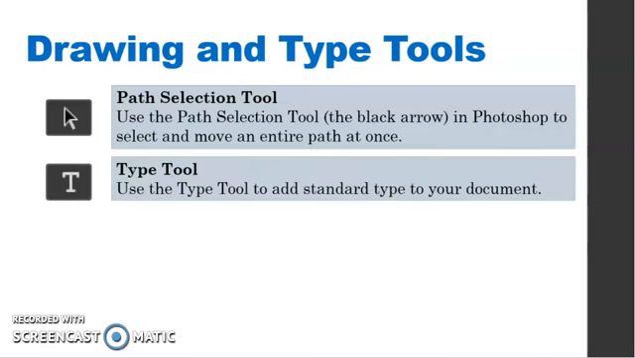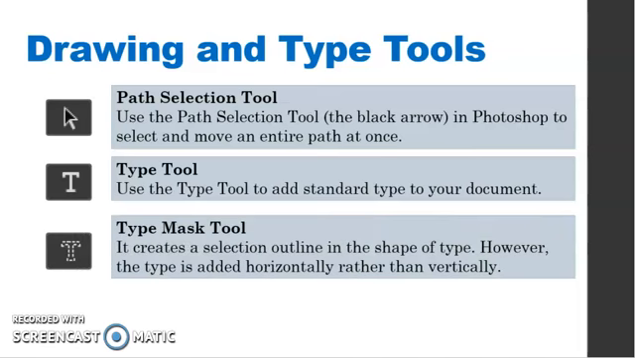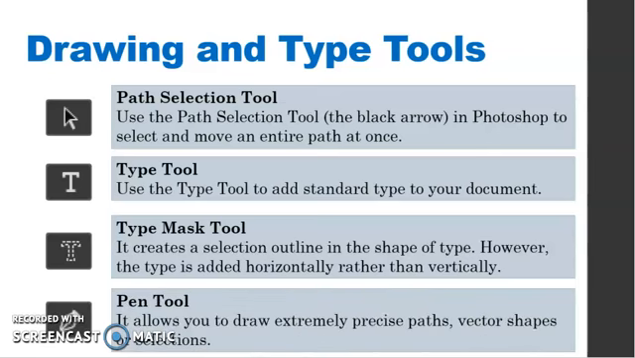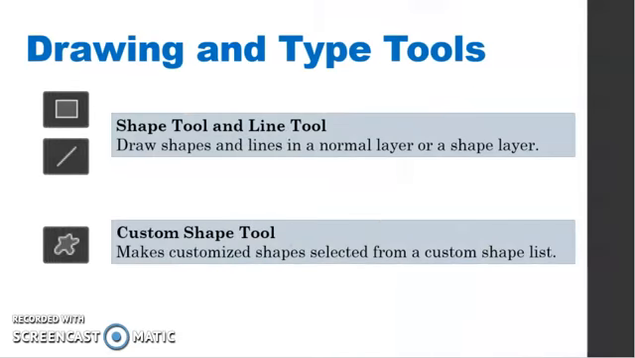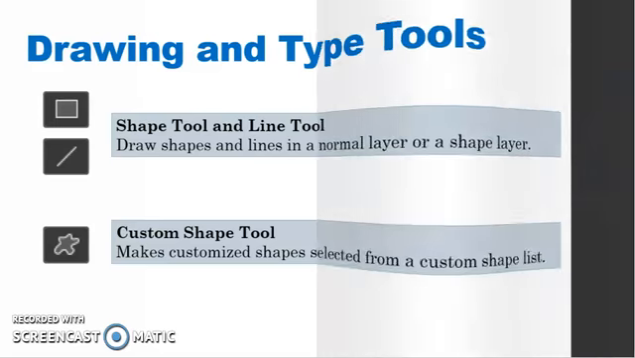Type tool is used to add standard type to your document. Type mask tool, it creates a selection outline in the shape of type. However, the type is added horizontally rather than vertically. Pen tool, it allows you to draw extremely precise paths, vector shapes or selections. We have the last two, shape tool and the line tool. It draws shapes and lines in a normal layer or a shape layer. Custom shape tool makes customized shapes selected from a custom shape list.